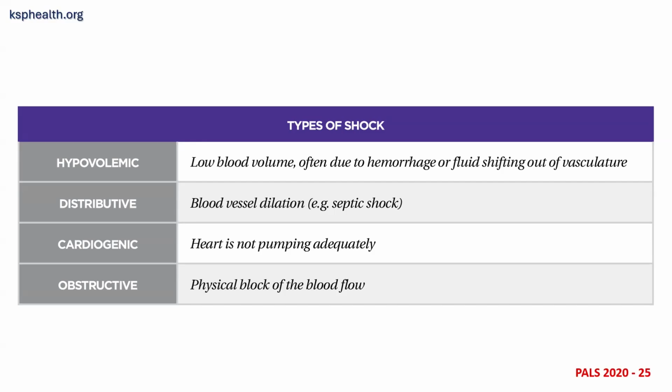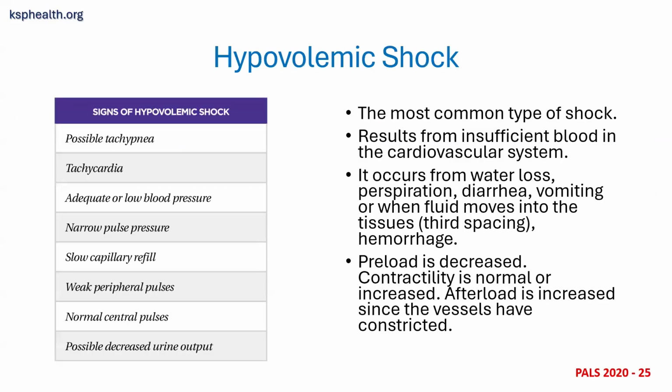In hypovolemic, there is low blood volume, often due to hemorrhage or fluid shifting out of the vasculature. Distributive, blood vessel dilation that's seen in septic shock. Cardiogenic, the heart is not pumping adequately. And obstructive, a physical block of the blood flow. We are going to explain these a little bit in detail in subsequent slides.